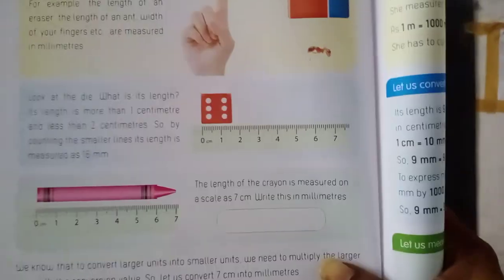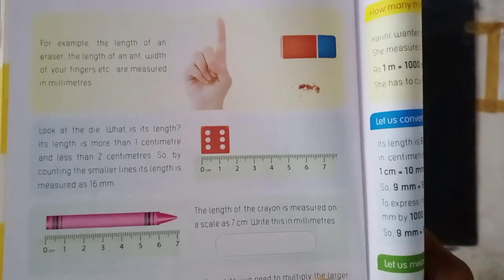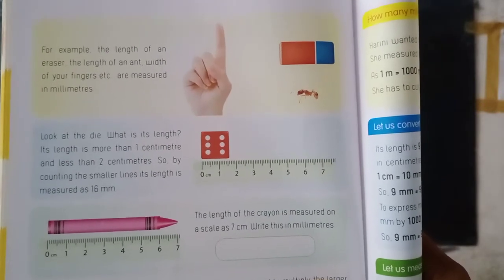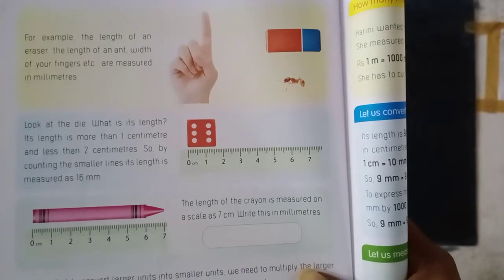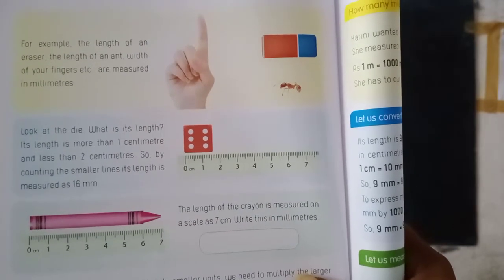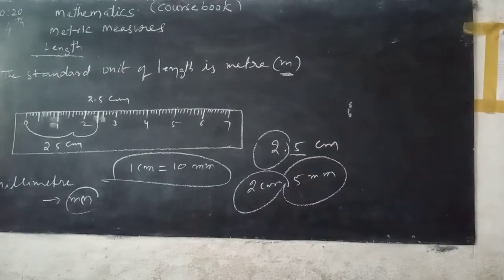You can see, this is the dice. Look at the die, what is its length? Its length is more than 1 centimeter and less than 2 centimeters, shown by counting the small lines, meaning small divisions. Its length is measured as 16 millimeters. See here.